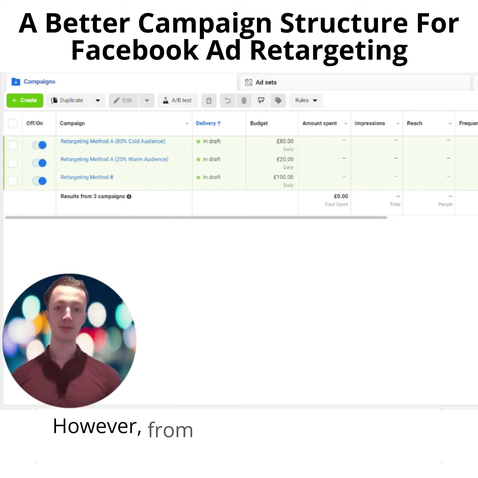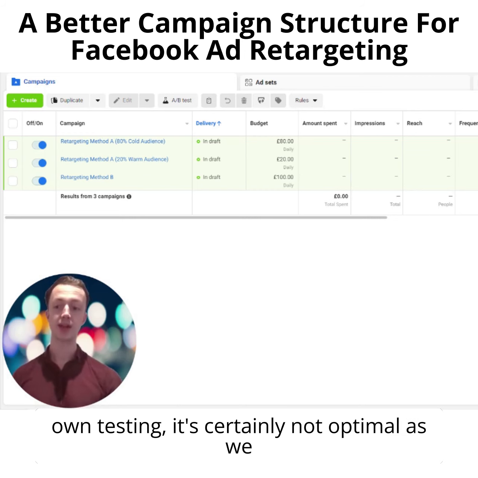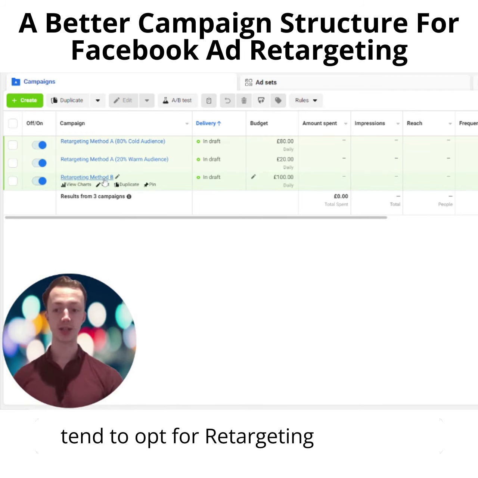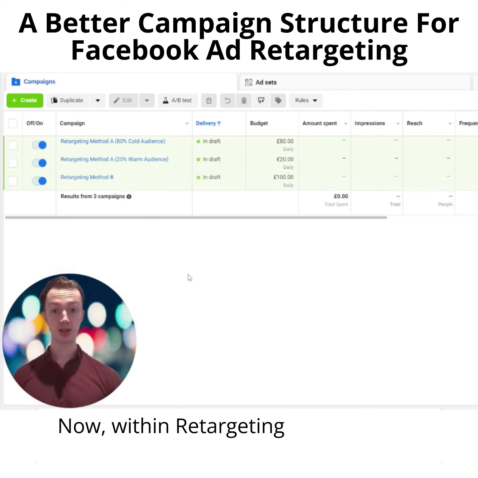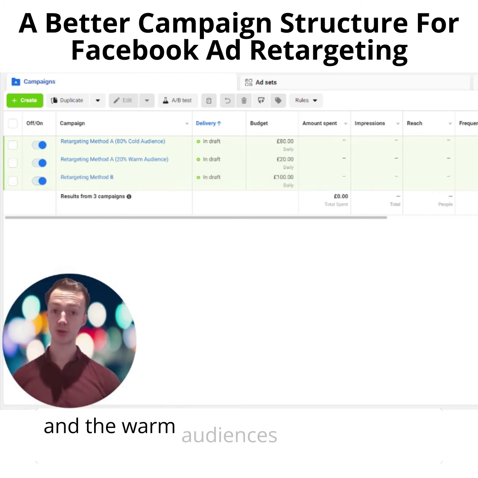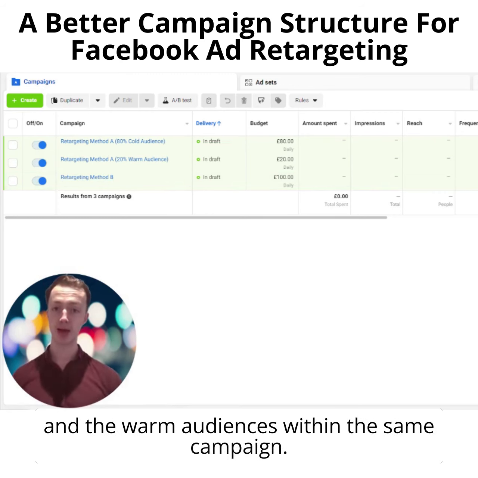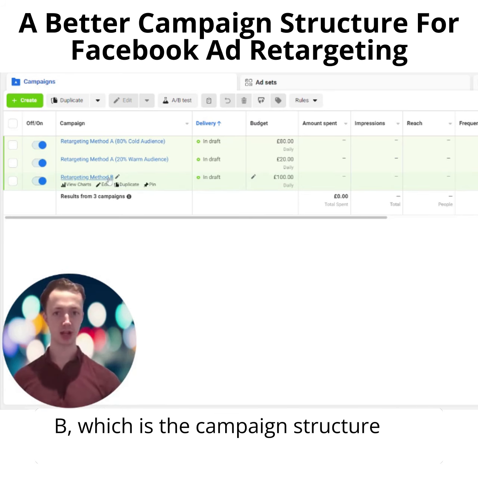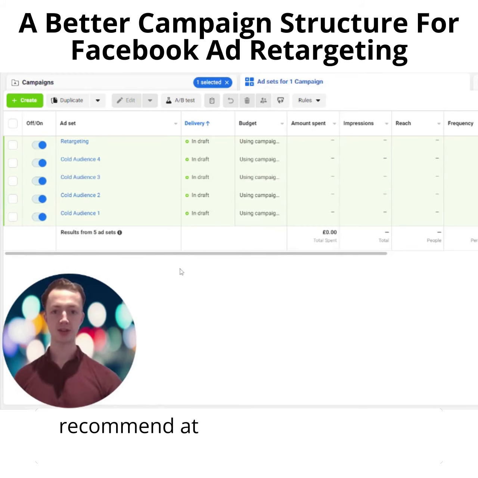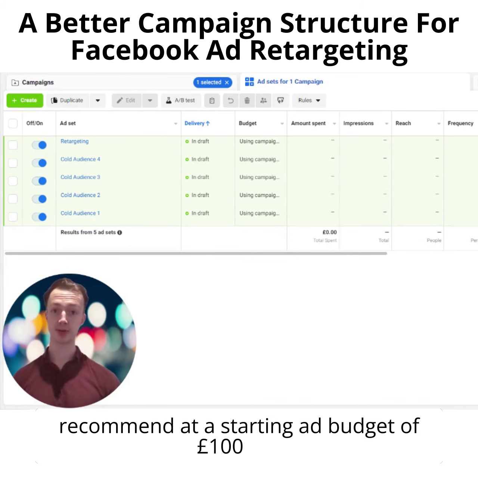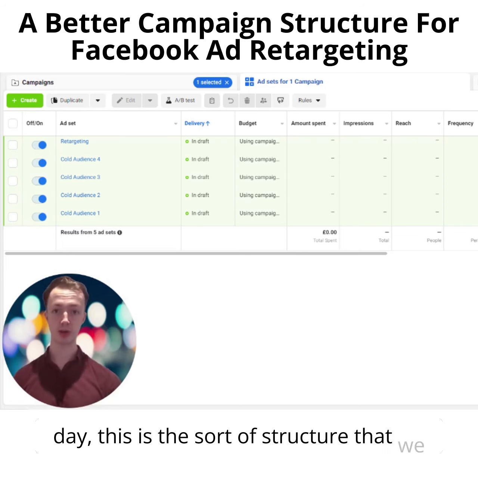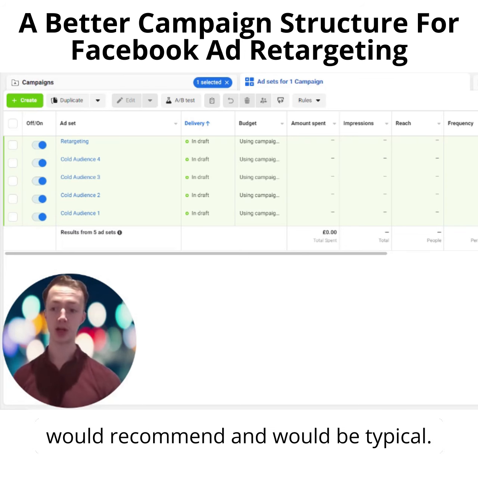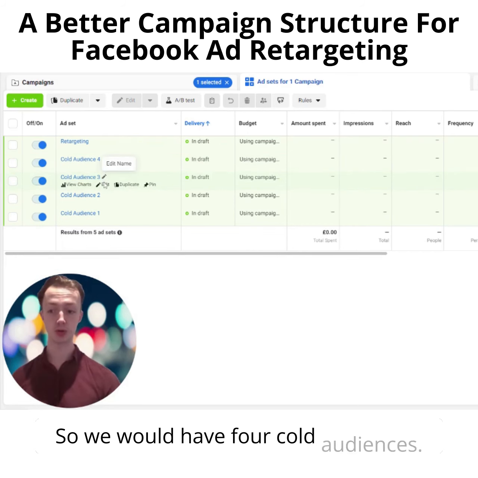However, from our experience and from our own testing, it's certainly not optimal, as we tend to opt for retargeting method B. Now, in retargeting method B, we have the cold audiences and the warm audiences within the same campaign. So if you were to click into retargeting method B, which is the campaign structure that we would recommend, at a starting ad budget of £100 per day, this is the sort of structure that we would recommend and would be typical. So we would have 4 cold audiences.